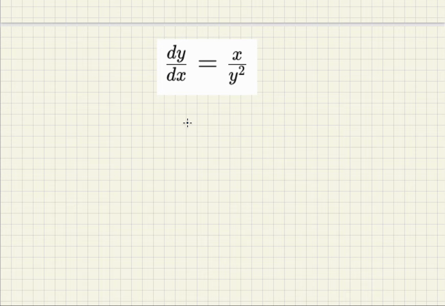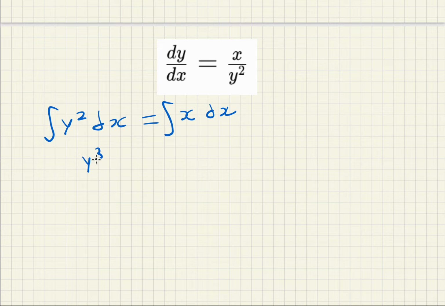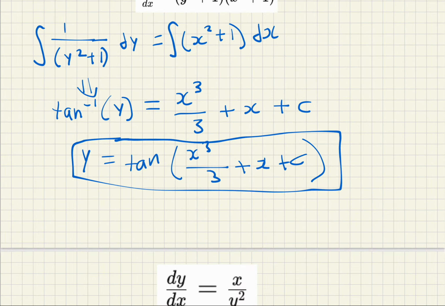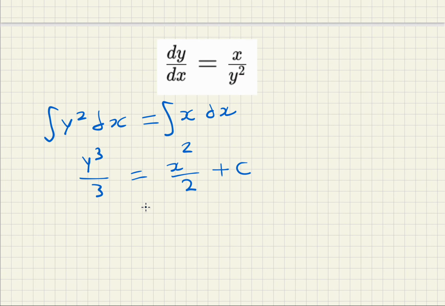So for this question, we can cross multiply. We get y squared dx equals x dx. And this is a pretty straightforward question. We can integrate first, integral sign, and then integrate y cubed over 3 equals x squared over 2. Easy power rule on both sides. Don't forget the plus c.